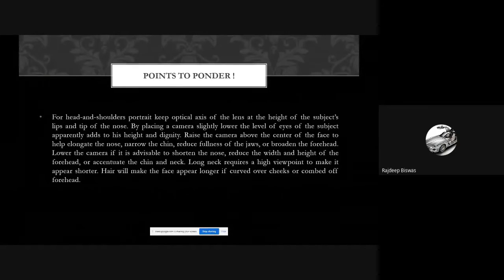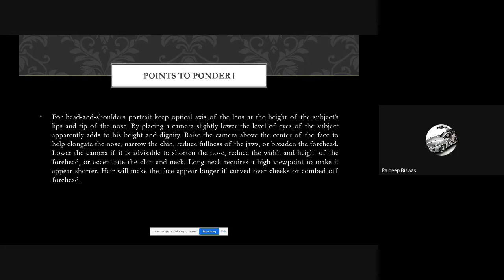Now, if you raise the camera above the center, and then what? If you raise your camera above the center of the face, it helps elongate the nose, narrow the chin, reduce the fullness of the jaw. What it means is, if a person has, what should I say, a heavier cheek, what you do is you raise the camera to an upper point so that the cheeks look narrower. This is a small adjustment. Try to visualize. It's not there for you to read. It's for you to understand and visualize. If needed, close your eyes and try to visualize.